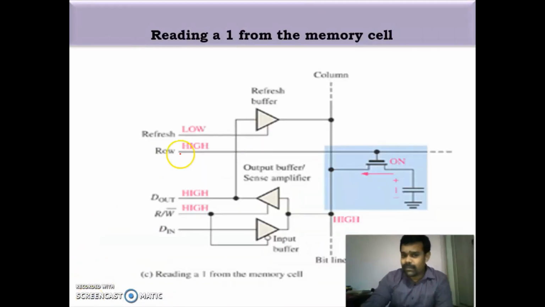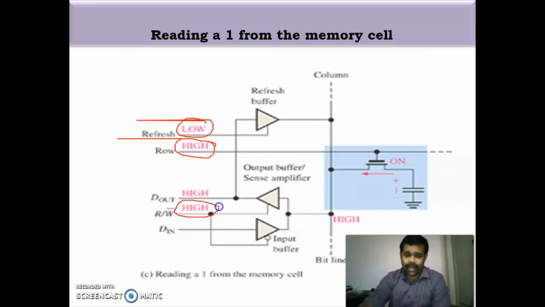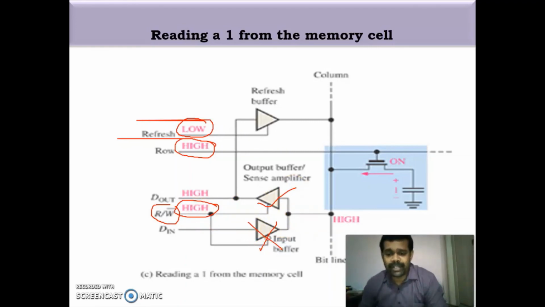First, you have to make the refresh buffer low. Then you have to make the row line high. Then you have to give the read write line high. In the writing operation, we gave the read write line low, but here in the reading operation, we have to make this read write line high. By making the read write line high, the output buffer is enabled and the input buffer is disabled.